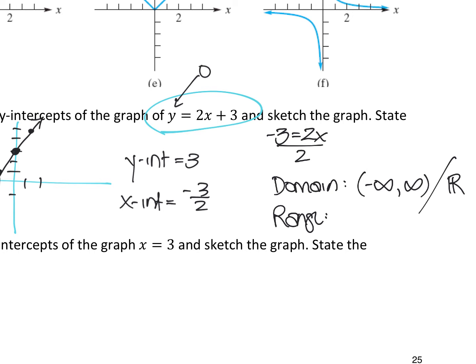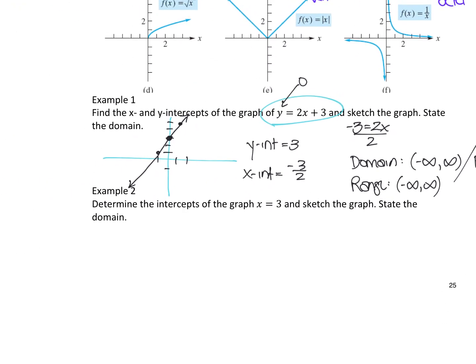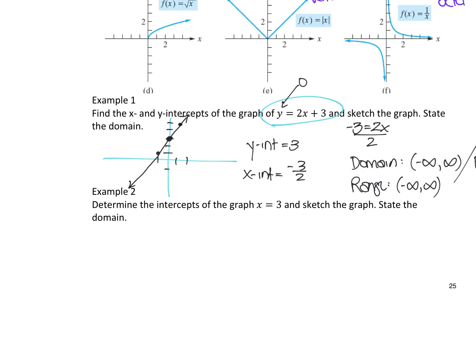What about range? Range is the same. Range is also negative infinity to infinity, all real numbers. Do we have a preference? I don't care. No? Okay, fine. All right, so that's specifically normal linear. Easy, yes? Second, what kind of graph is x equals 3?